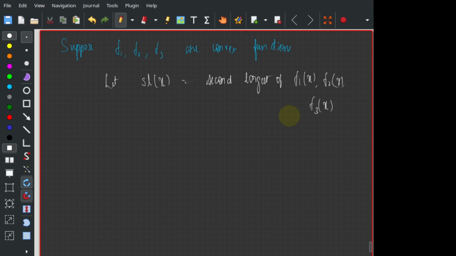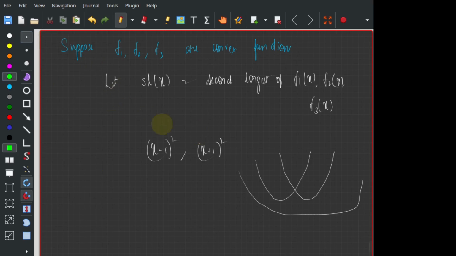Okay, can you explain an example? So you have x minus 1 the whole square and x plus 1 the whole square. So what will this look like? It looks something like this, right? We could potentially even take the x equal to 0 function, for example, as a third function. So what would be the second largest? It would be this particular function. This is not convex.